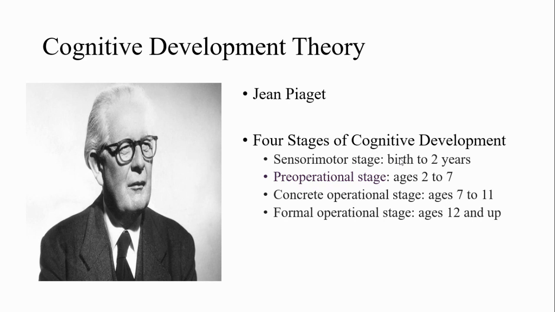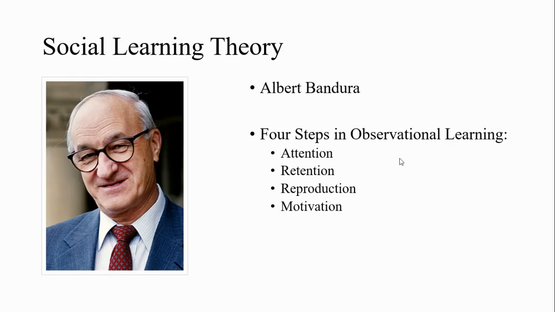The concrete operational stage is ages 7 to 11. This is when the child learns the sense of timing, the sense of quantity. And then the formal operational stage, which is usually 11 to 12 years old into adulthood. This is where children learn abstract thinking and learn how to figure out situations on their own.